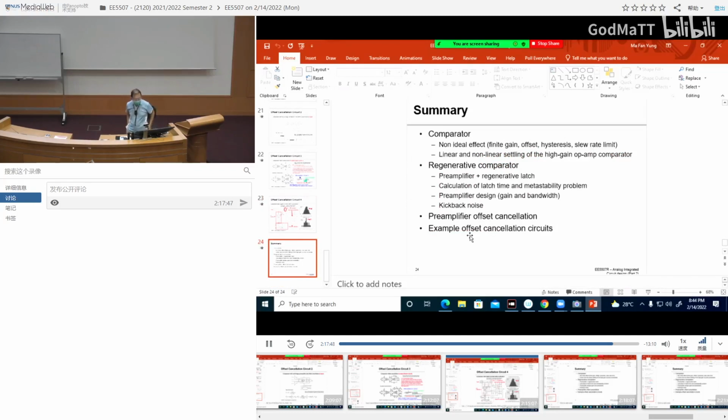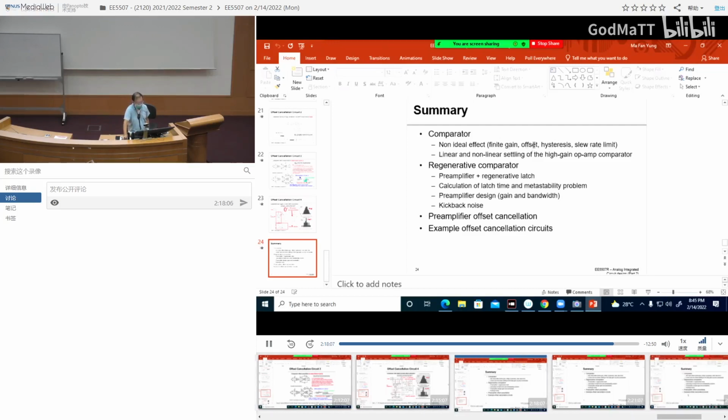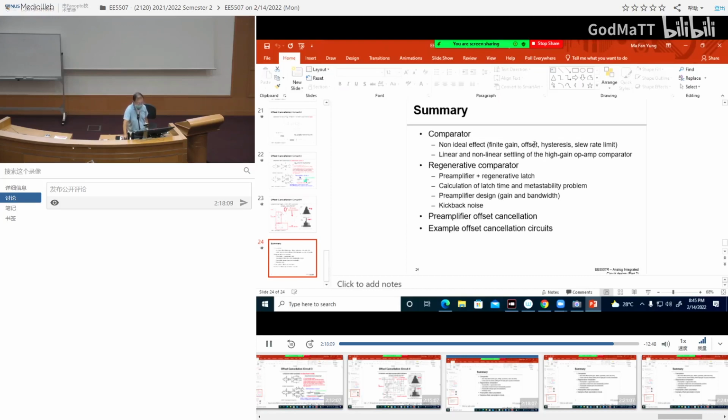So in summary, for the comparator, there are some non-ideal properties, meaning the finite gain, the offset, the hysteresis, and the slew rate limit. This one we know, this one we can either cancel or calibrate. This one is part of your design.